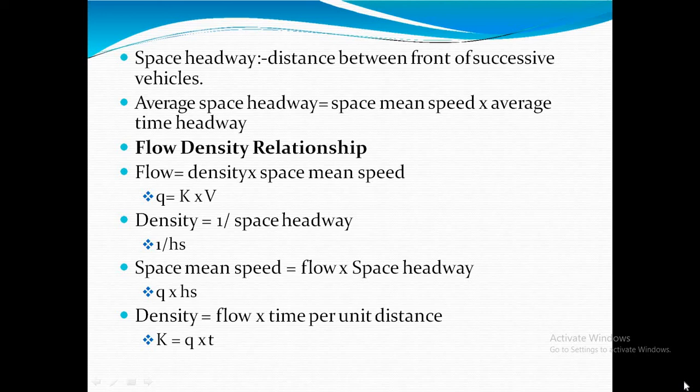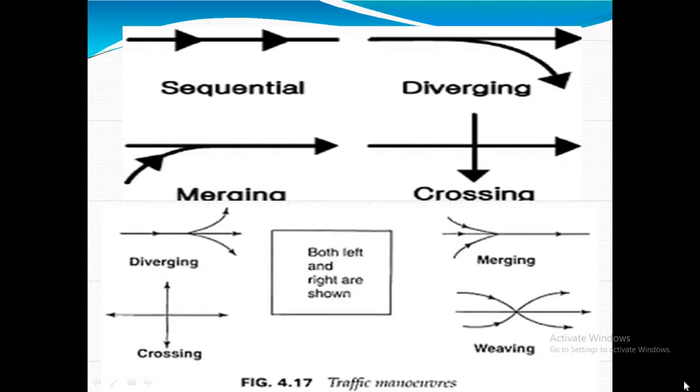Flow density relationship. So flow is equal to density into space mean speed, that is Q equals K into V. Density is equal to 1 upon space headway, that is 1 by HS. Space mean speed is equal to flow into space headway, HS. Density is equal to flow into time per unit distance, that is K equals Q into T.